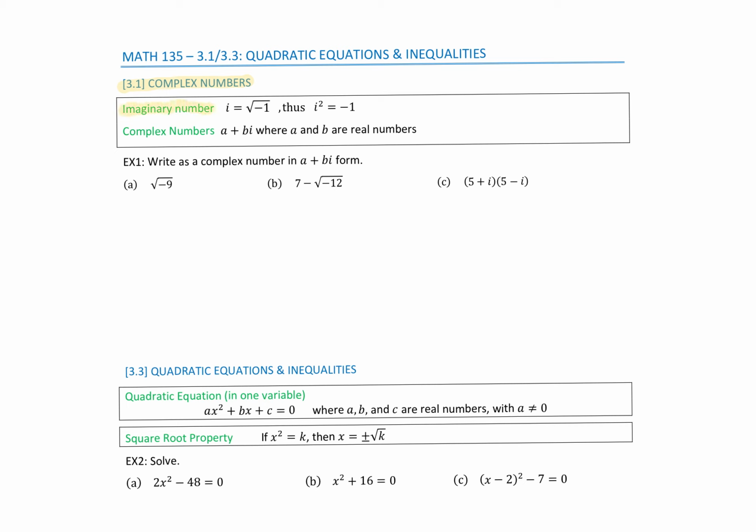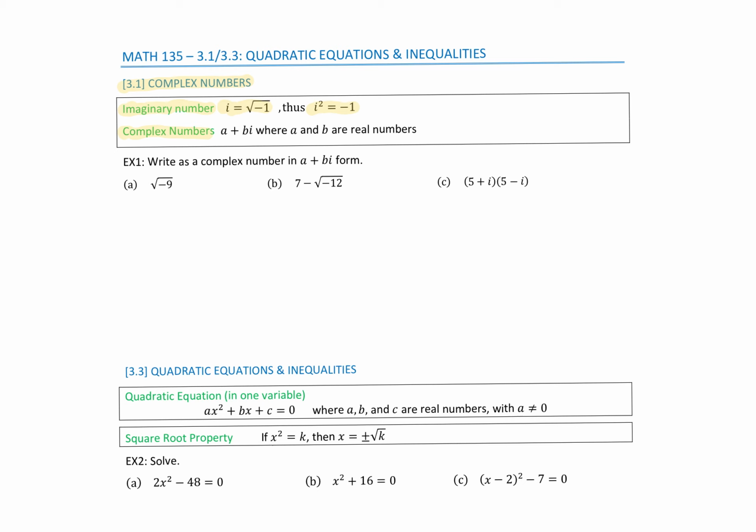So an imaginary number is this i, which we're going to define as equal to the square root of -1. As we all know, the square root of a negative number does not exist. It's undefined, which is why we call the square root of -1 imaginary. Imagine squaring both sides of this equation and we'll get i squared is equal to -1.